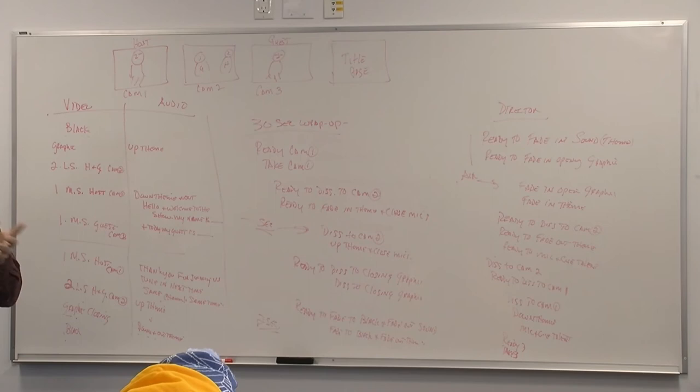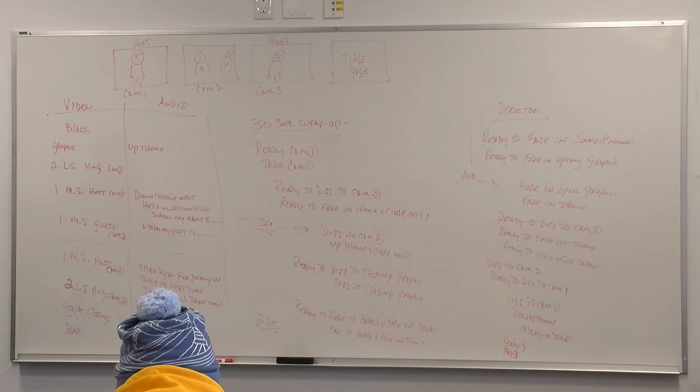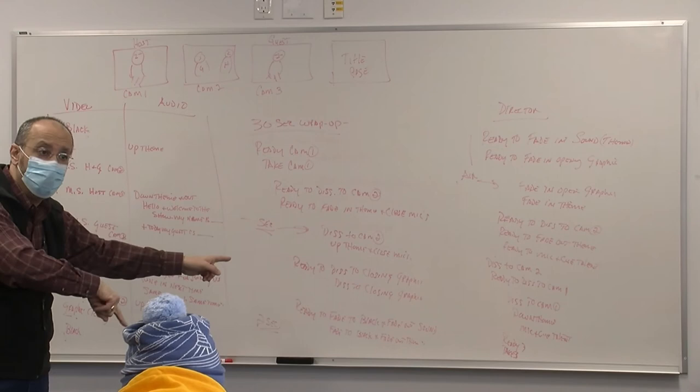Because you're sitting there waiting to do your job, but you can't do your job until you get your cue from the person before you, and someone's waiting for their cue from you to do their job. It's like links in a chain. It's like a rhythm.